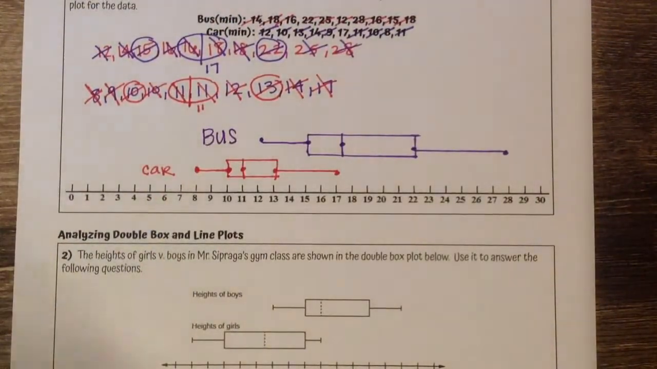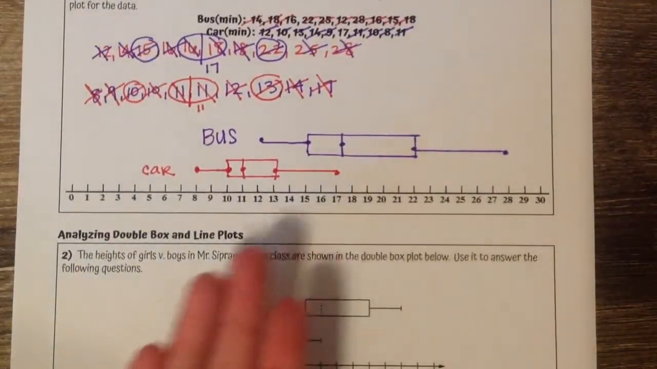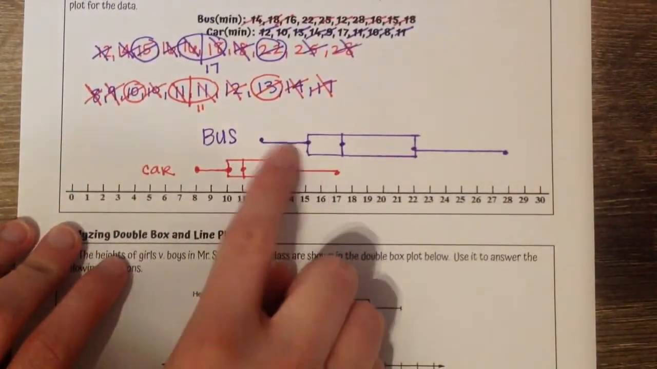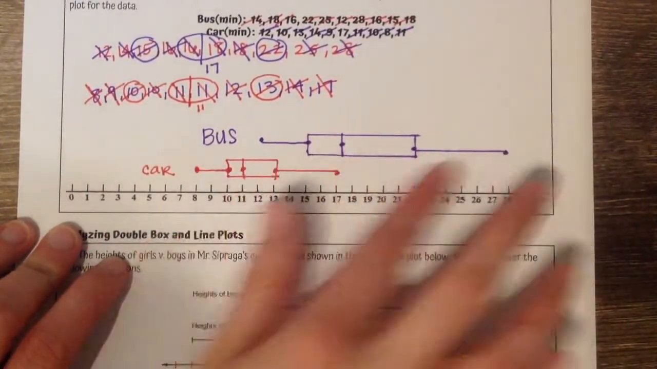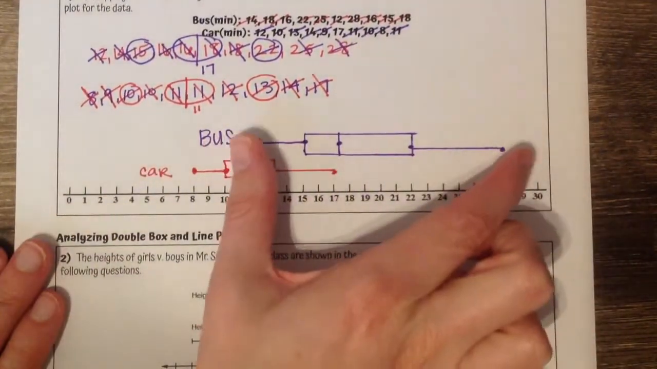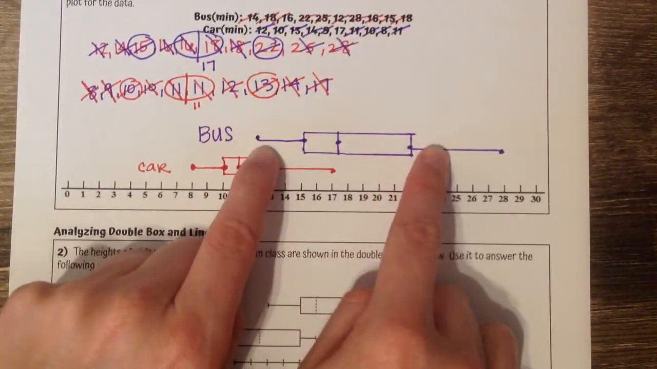Okay. So the reason that these are nice is it's pretty easy to compare. Like, you can look at this right away and say, okay, not every single bus ride is longer than the cars because there's overlap here. But generally speaking, it's going to be longer if you're taking the bus, right? And that data's a lot more spread out than this. This box plot is only this long. The bus is much longer.